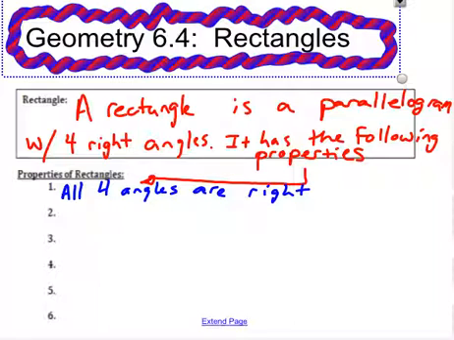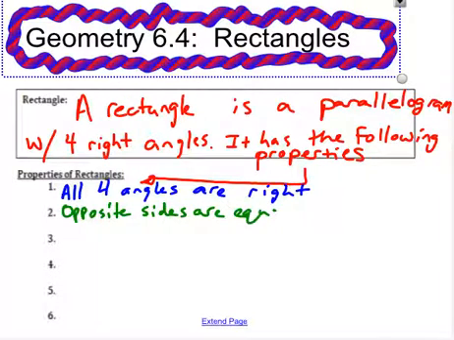Alright. Okay. We also know from parallelograms that this is still the same. Opposite sides are equal. Equal and parallel. Another word for equal is congruent.